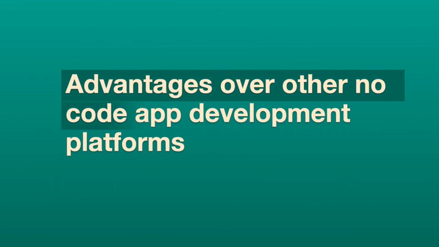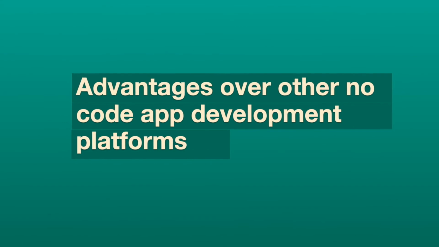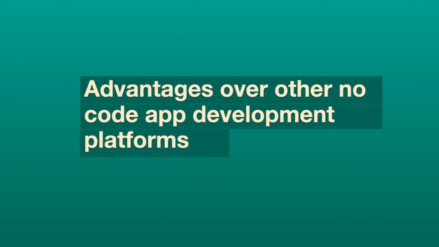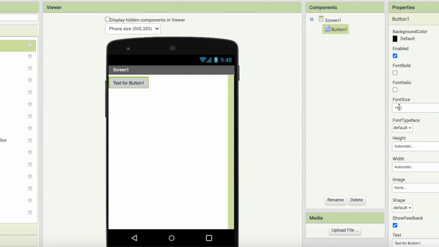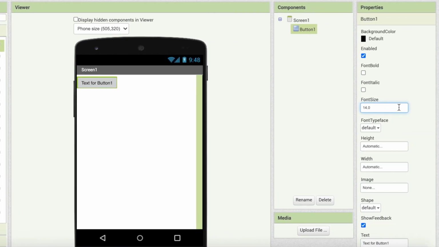Advantages of App Inventor over other no-code app development platforms. Unlike other no-code app development platforms, App Inventor allows us to create apps from scratch. Moreover, you have the ability to design the user experience. You also have control over each and every component, which may not be available in any other no-code app development platforms.